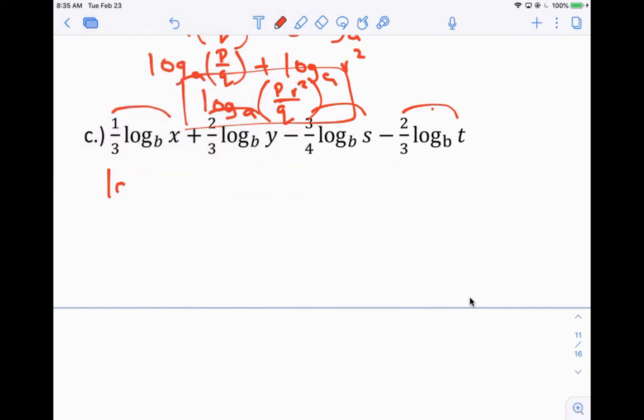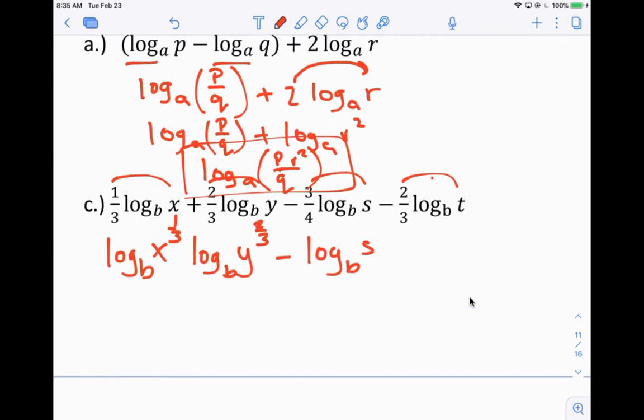Log b x to the 1/3, log b y to the 2/3, minus log b s to the 1/4 minus log b t to the 2/3.